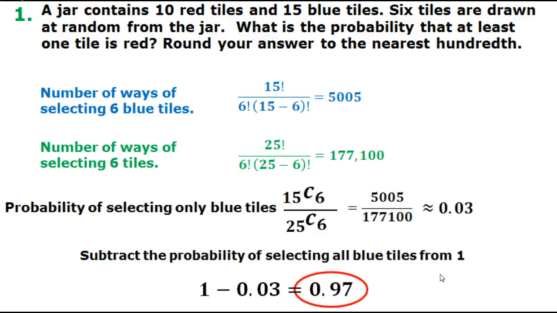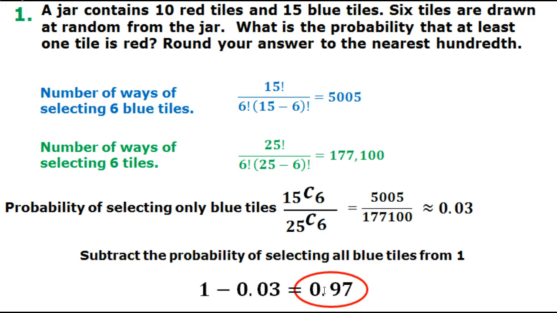Okay, here's our answer on this one. Again, it is the probability that at least one tile is red, and the opposite of that, if you will, is that none of the tiles are red, which means all of the tiles are blue. So we're going to do 15 choose 6, the number of ways that we can get blue tiles, divided by 25 choose 6. 25 is 15 and 10, 25 total tiles. That gives us 0.03. Then we're going to subtract that from 1, which gives us the probability that at least one of the tiles is red. It's a 0.97 probability, so that's pretty good.